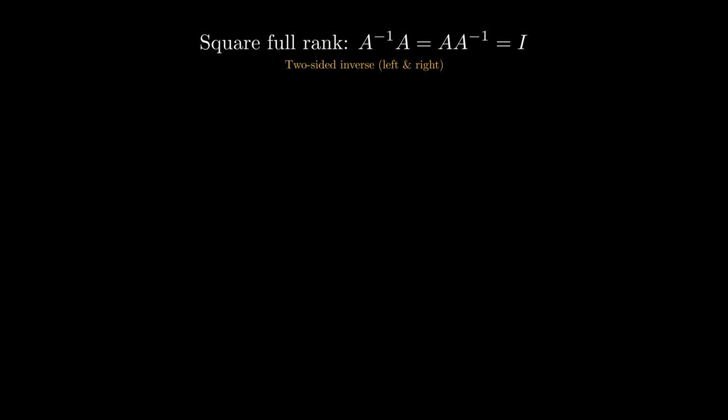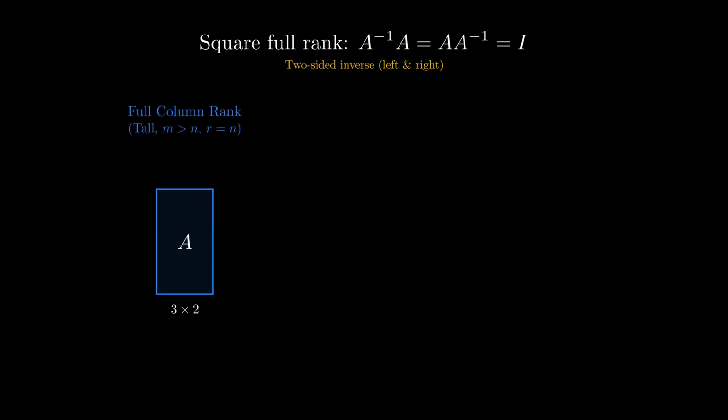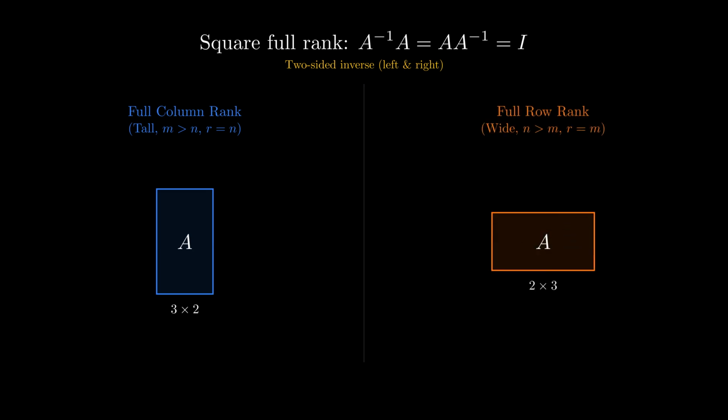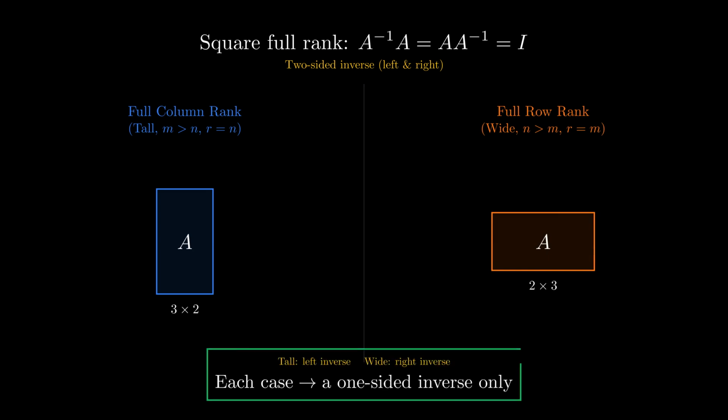To see why, look at the two ways a rectangular matrix can be as good as invertible. A square full rank matrix has a clean two-sided inverse. Multiply on either side and you get the identity. Rectangular matrices split into two cases. A tall matrix has more rows than columns and a full column rank, where the rank R equals n. A wide matrix has more columns than rows and a full row rank, where the rank R equals m. Each case hands us a one-sided inverse, but only one side.